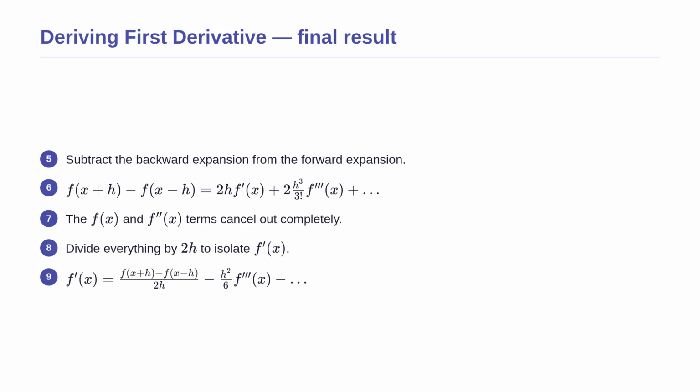Continuing our proof, we will now subtract the backward expansion from the forward expansion. When we do this, something mathematically beautiful happens. The original function terms cancel out completely. The second derivative terms, which contain h squared, also cancel out perfectly because they have the exact same sign in both equations. Meanwhile, the first derivative terms add together to give 2h times f prime of x. To finish the derivation, we simply divide the entire equation by 2h. This isolates the first derivative and leaves us with our central difference formula, mathematically proving exactly why the error shrinks to order h squared.